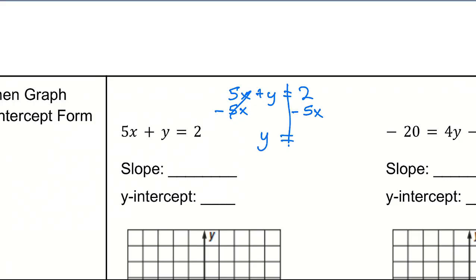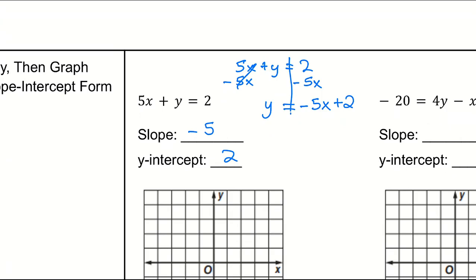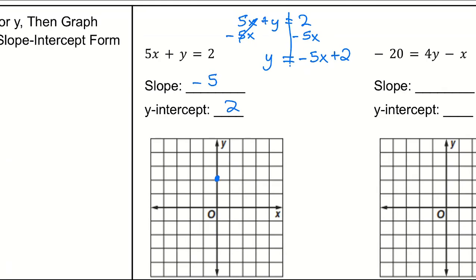You can't combine the 2 and the -5, so I'm going to put my slope first. That's a +2. So that would be my slope-intercept form. So the slope according to this form will be a -5. The y-intercept is a 2. I'm going to do just what I did on the front side.